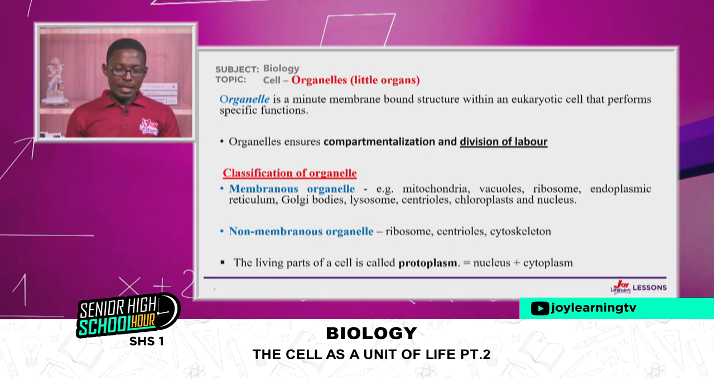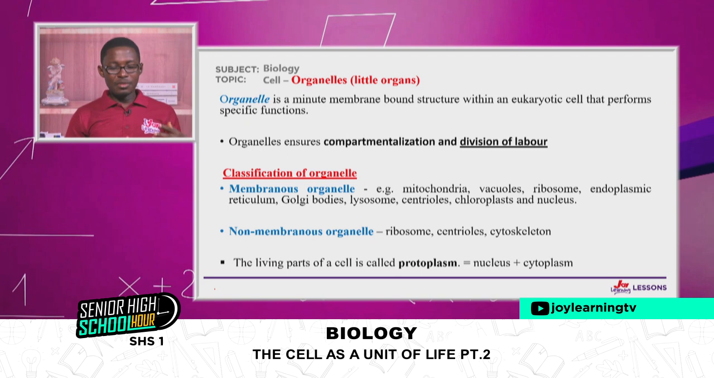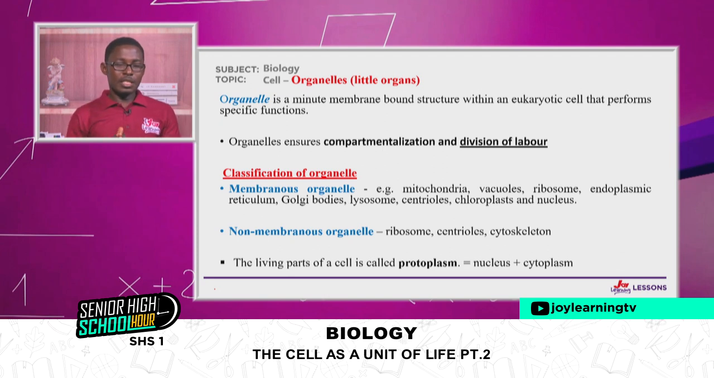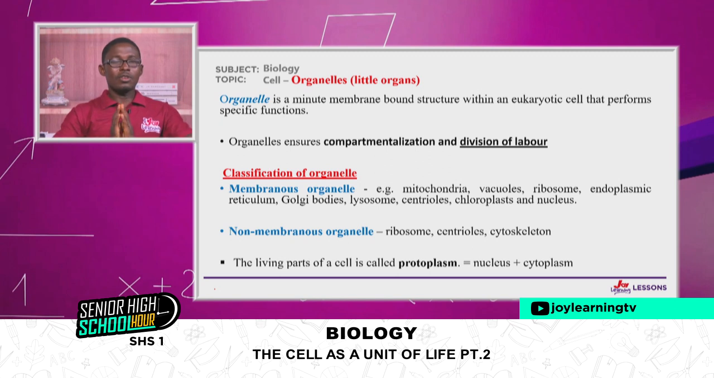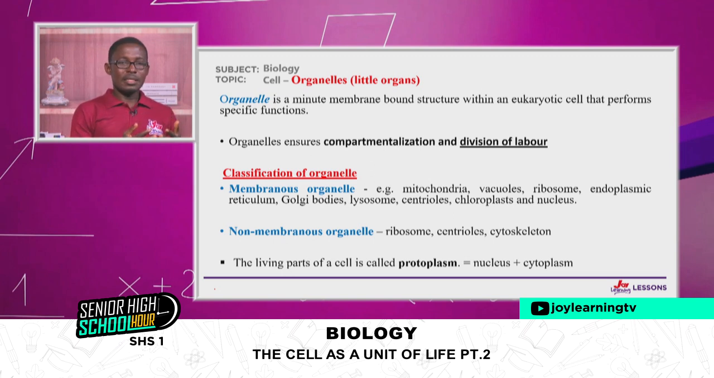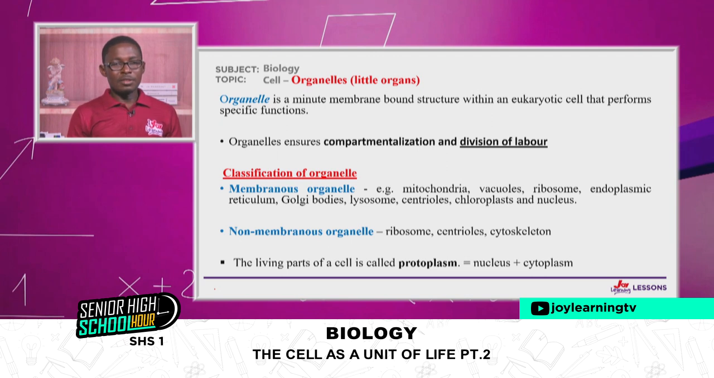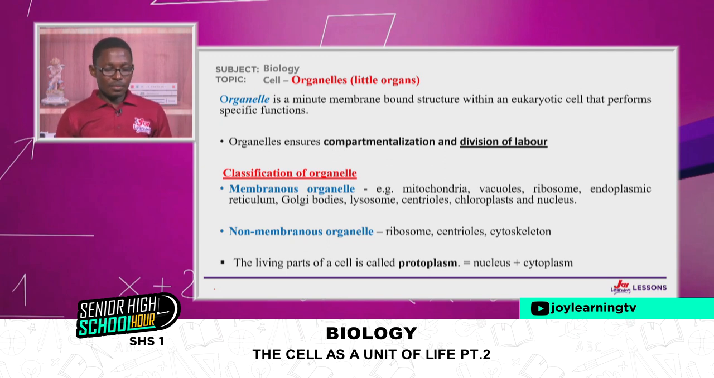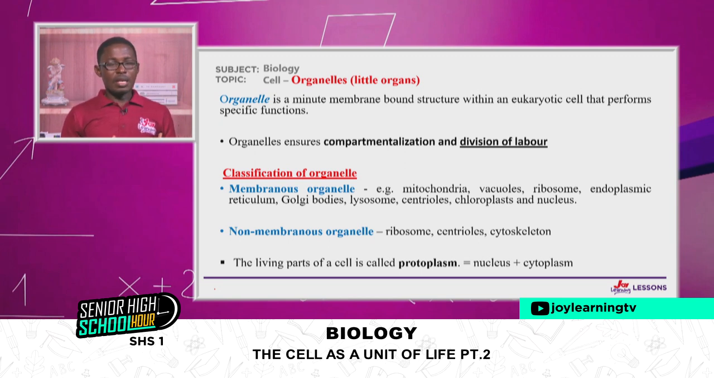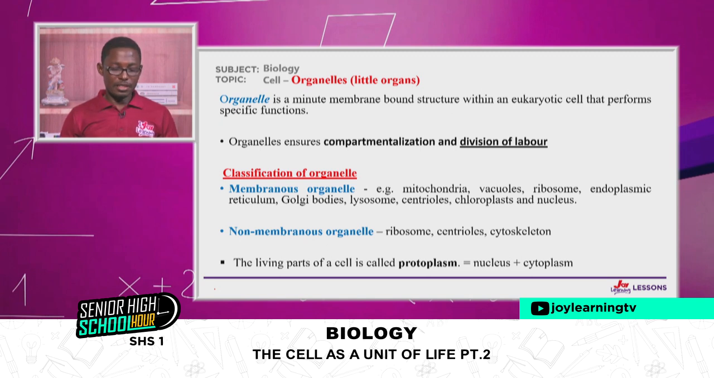Now let's go to a part that will begin a series of studies of minute organelles, minute substances. When we got to the cytoplasm, scientists have classified all the content of the cytoplasm into two: the living part and the non-living substances. The living substances are called the organelles. The non-living substances are described as cell inclusions. Delving deep into the organelle, let's look at all you need to know about it. Now, we say an organelle is a minute membrane-bound structure within a eukaryotic cell that has a specific function.